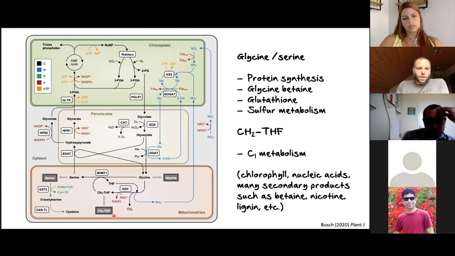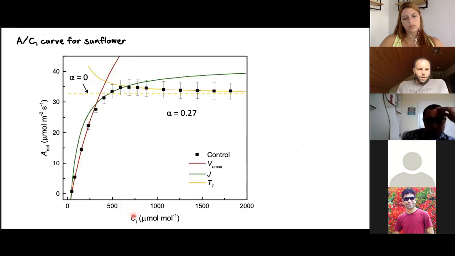glycine, or THF. So if you then compare that to, well, what would it be if this were to be 0? Then we get this dashed line here, and you can see, because we can divert carbon from the photorespiratory pathway, we actually get an increase in CO2 assimilation rate.